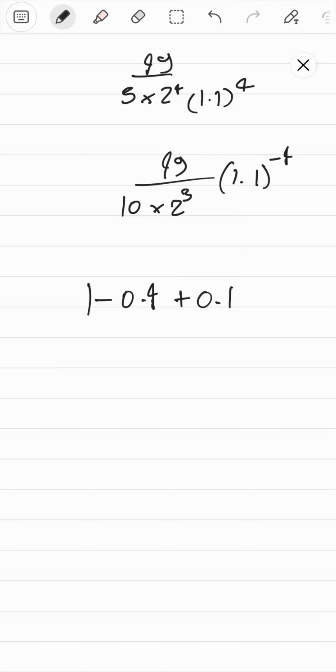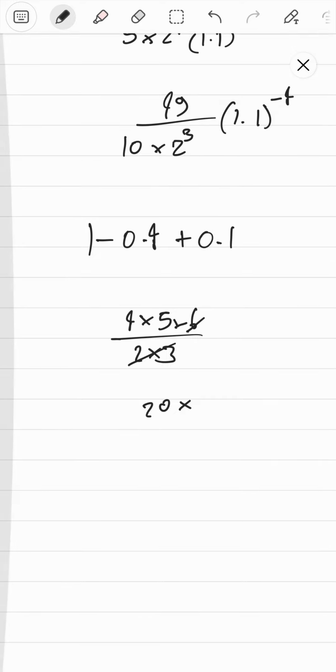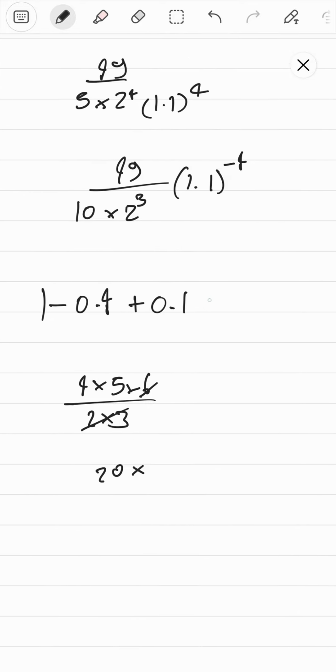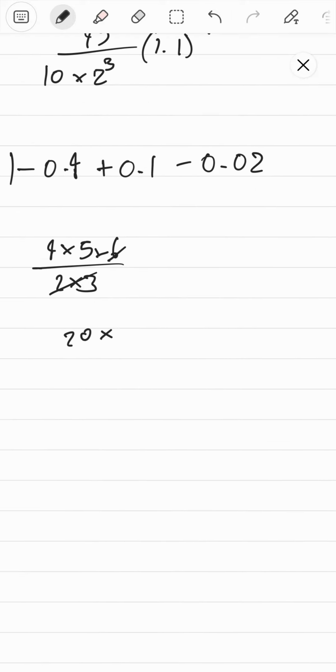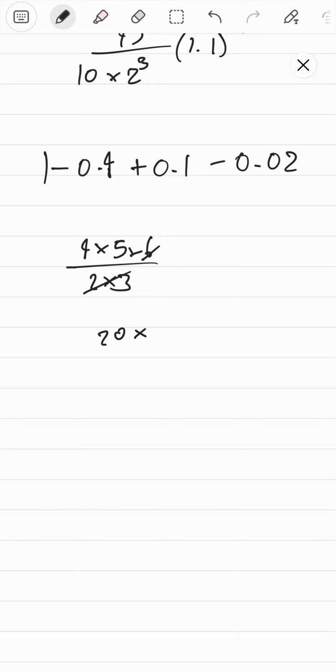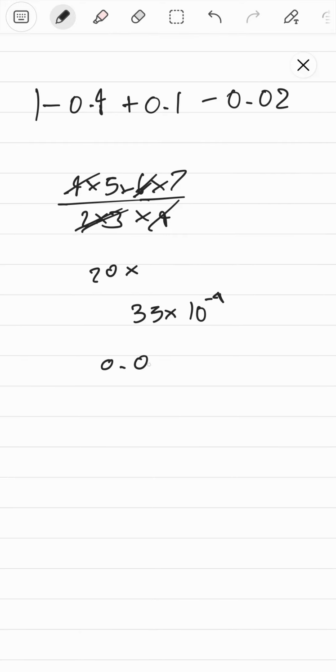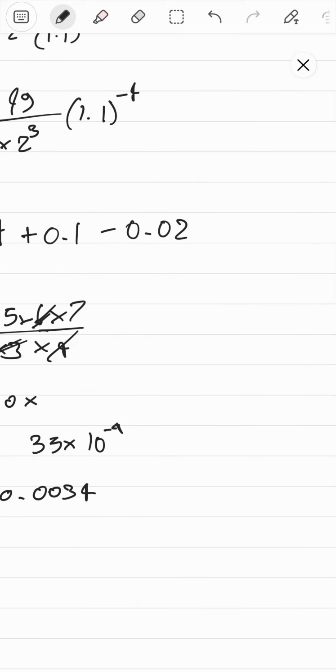Okay, and what else you got? 4 times 5 times 6 upon 2 times 3 in this case, so it's gonna be just 20, and then 20 times 10 power negative 3, I guess. So that's gonna be 2 times 10 power negative 2, is 0.02 in negative, of course, right? And it's gonna keep on going like that. Just one more, okay, times 7, and then you got 4 over here. That cancels, this cancels, you got 35 times 10 power negative 4 or something. It's going to be 0.0035, right, in positive.